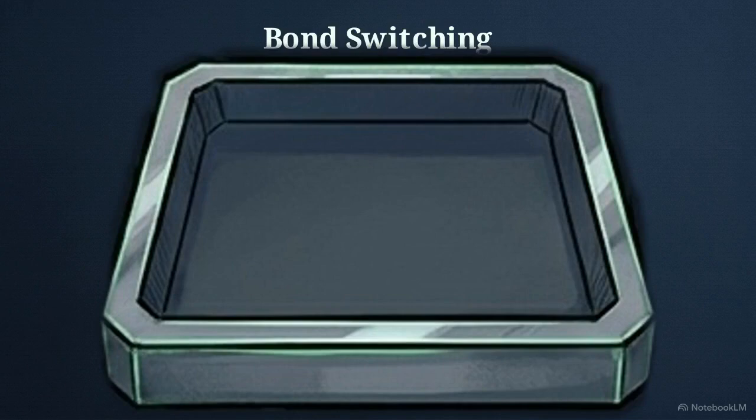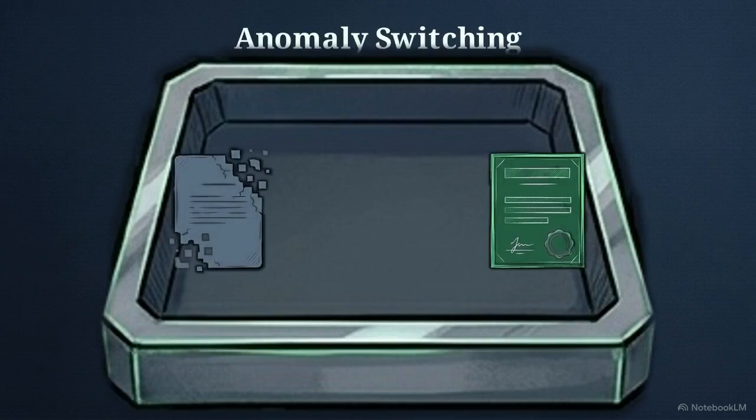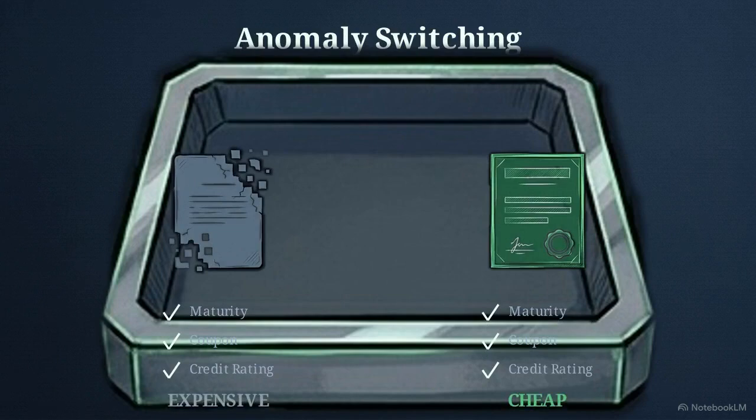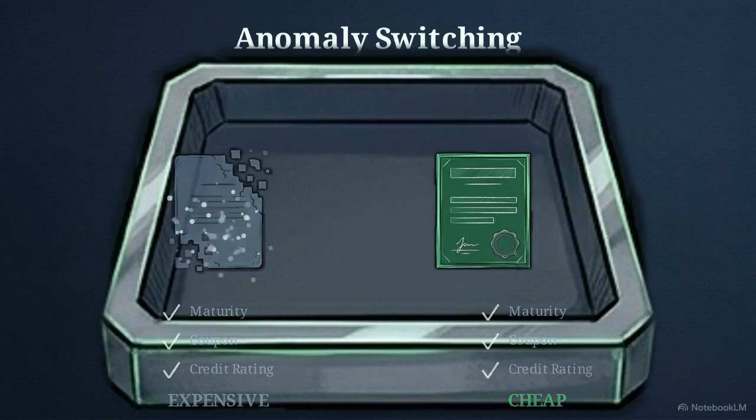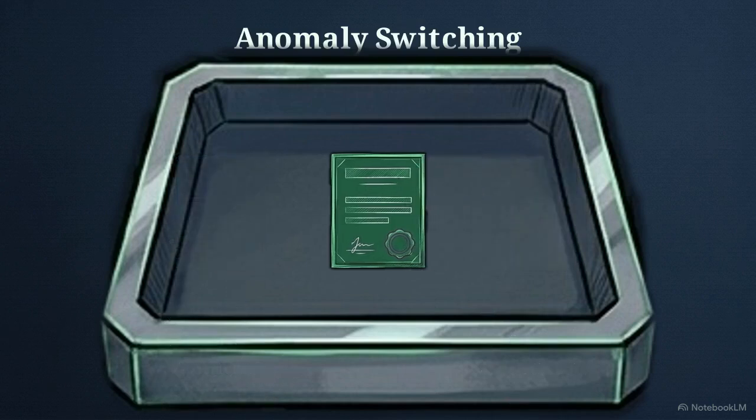Anomaly switching targets two bonds that are nearly identical: same maturity, same coupon, and same credit rating. When pricing dislocations occur, one bond becomes comparatively cheap, while the other remains expensive. The manager sells the expensive asset to buy the cheap one, capturing that mispricing as pure arbitrage.